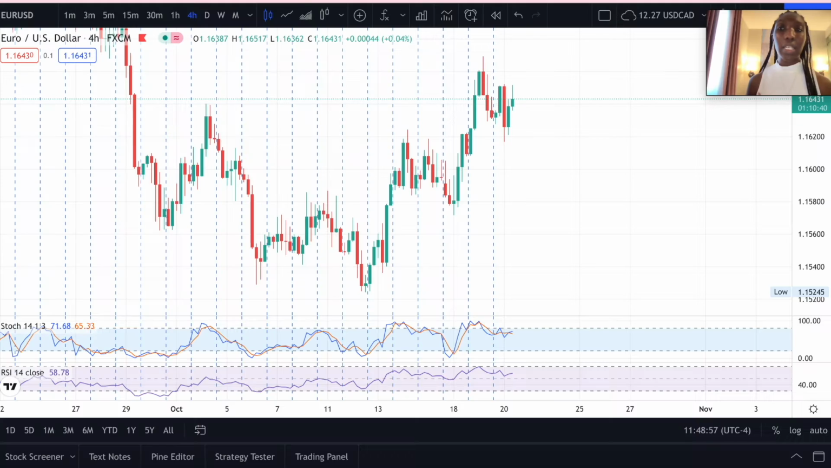However, we can see that the euro is starting to gain some strength, right? It's starting to gain some strength. So the day that I got out here, right, the market was about down here, right?